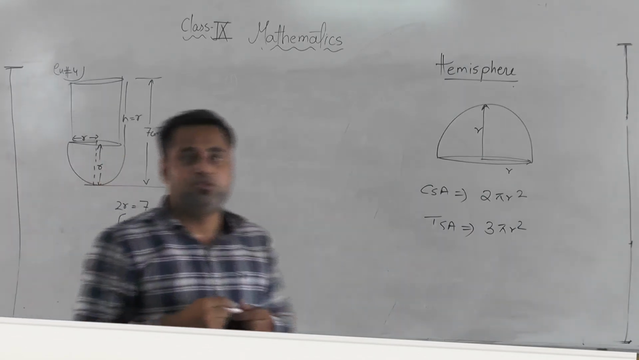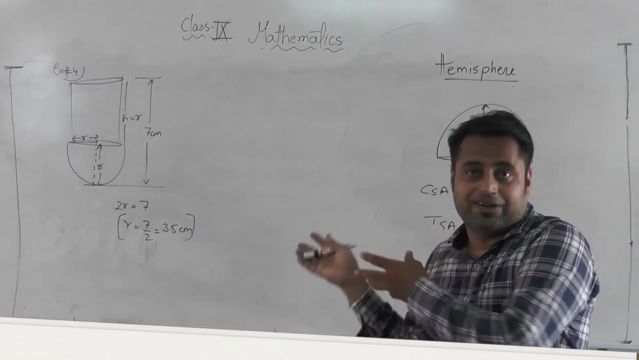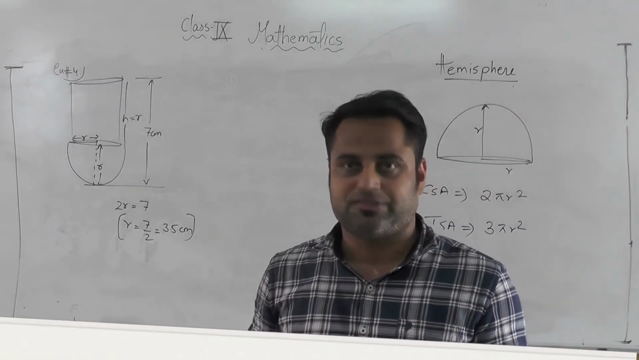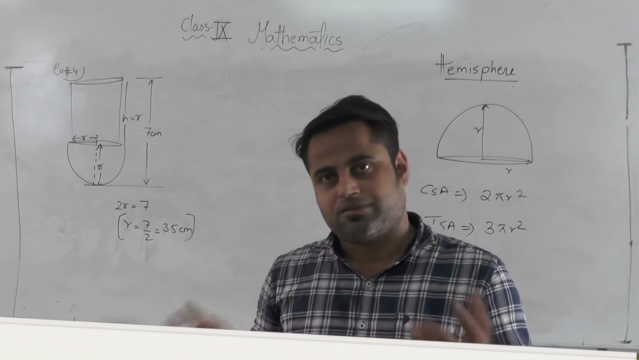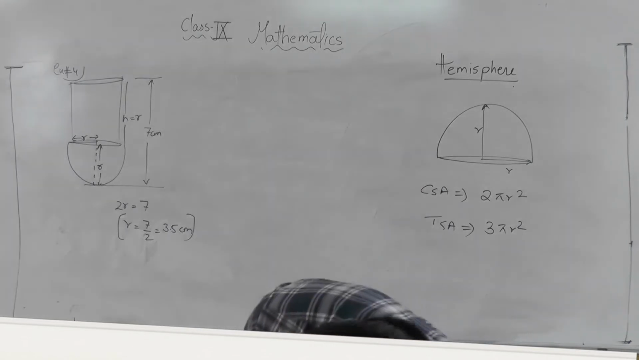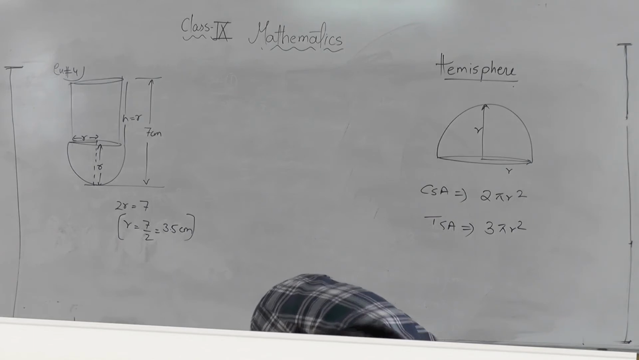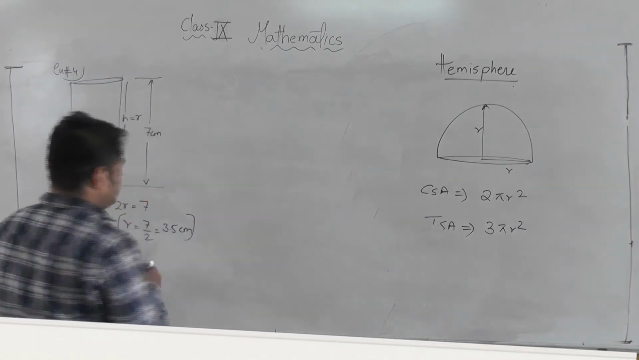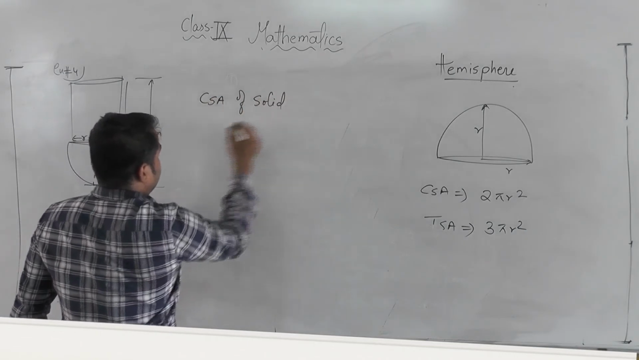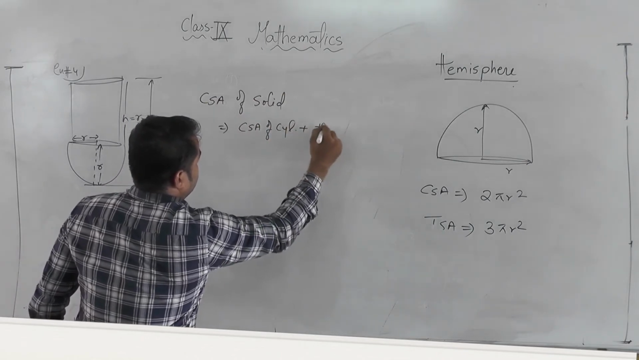The radius is not given in the question, but you need to apply the logic here that the height of the cylinder is equivalent to the height of the hemisphere, and there is no height in the hemisphere. A hemisphere only has a radius. Depth is also equivalent to radius, so the depth itself is a height which is equivalent to the radius. So now we have to find the curved surface area of the solid here, which is actually what is asked. So CSA of solid is CSA of cylinder plus hemisphere.